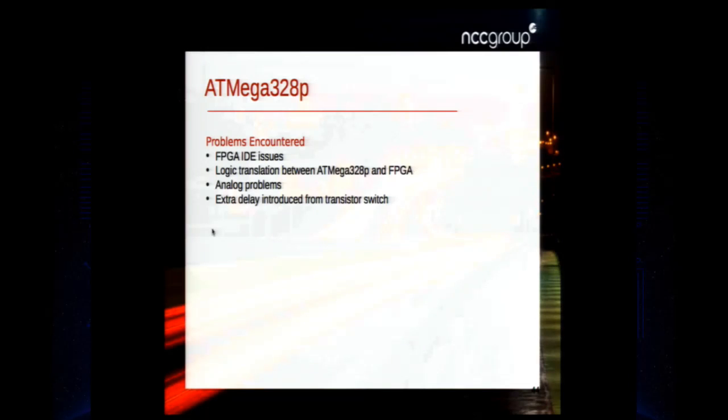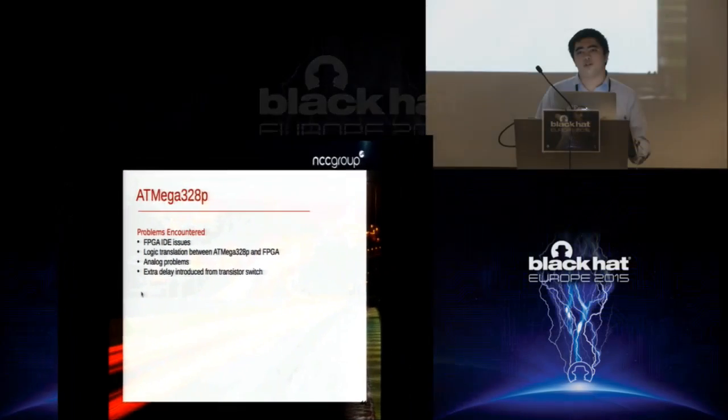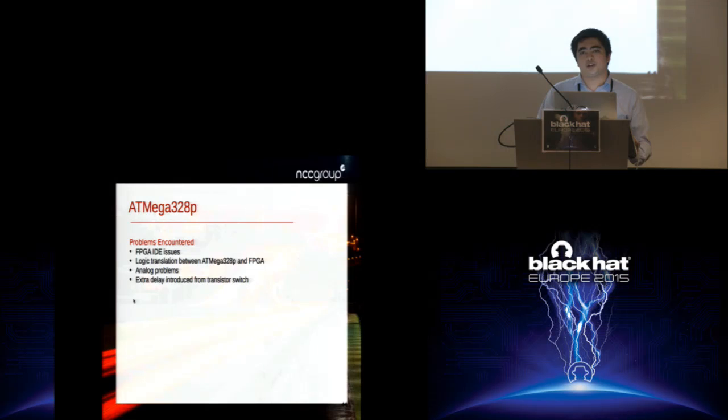The problems I encountered were the standard issues with FPGA IDEs, the logic translation between the ATmega and the FPGA, and standard analog problems. When I tried to do the transistor switch for the brownout type of glitching on a 5-volt example, I encountered problems with the delay introduced from the transistor switch.